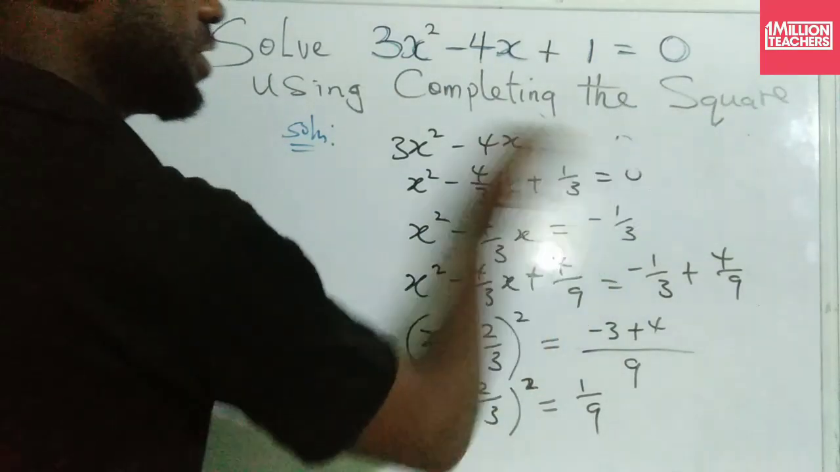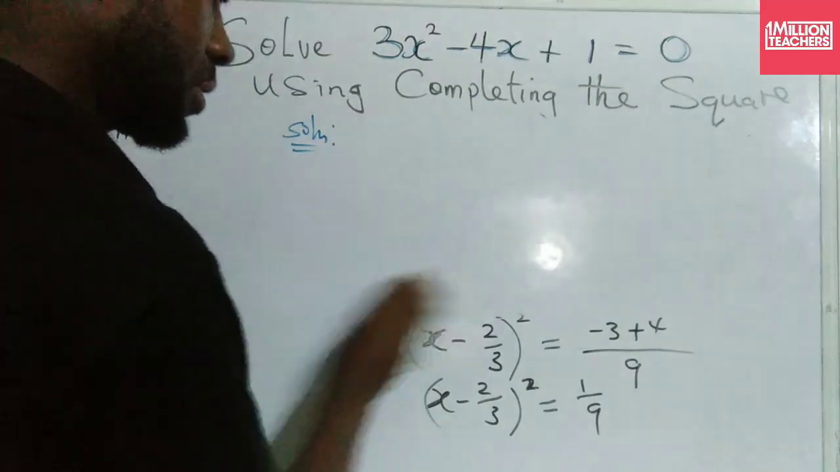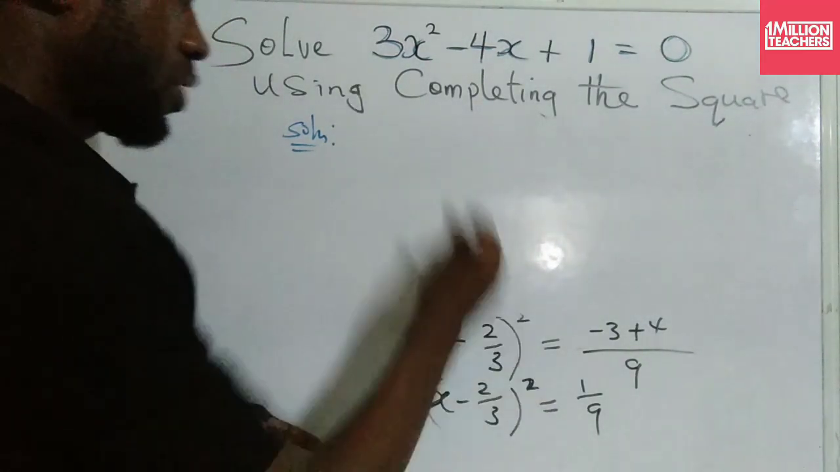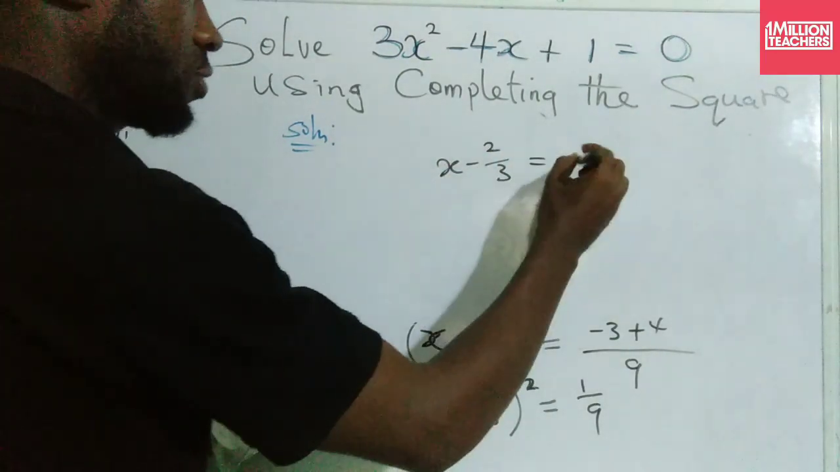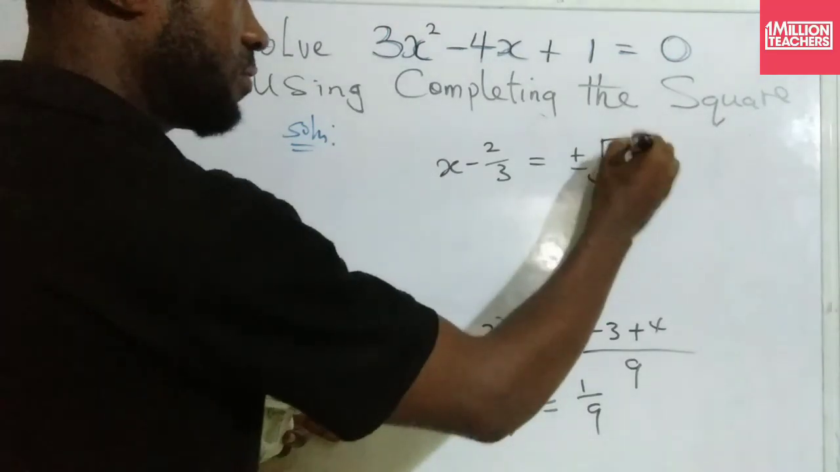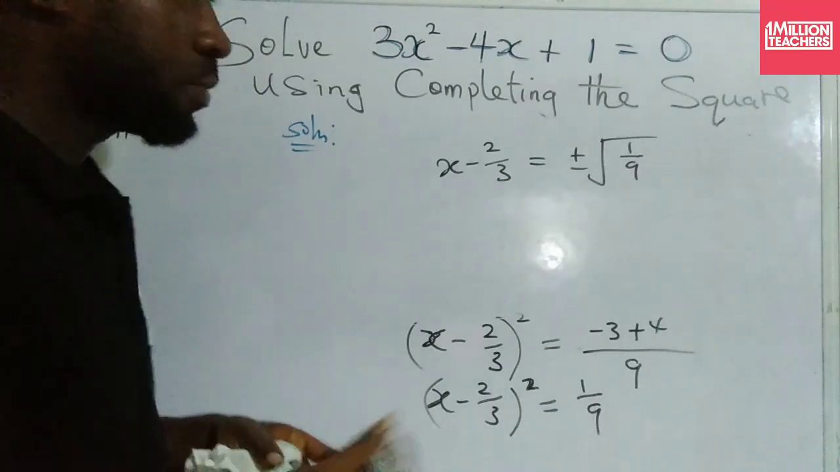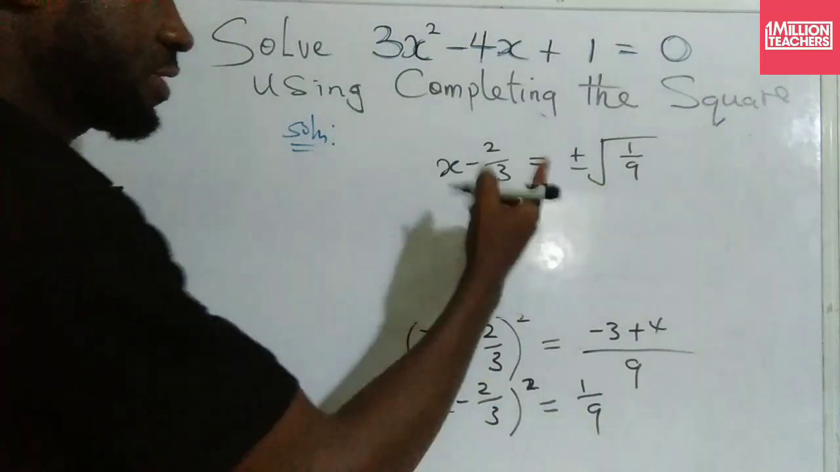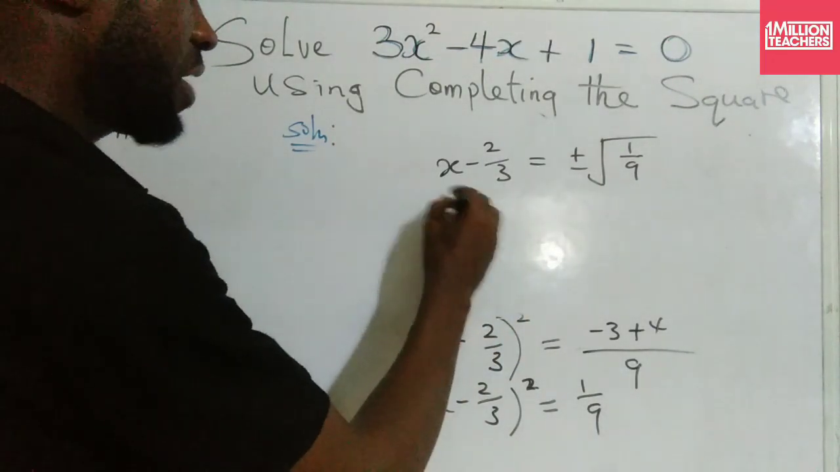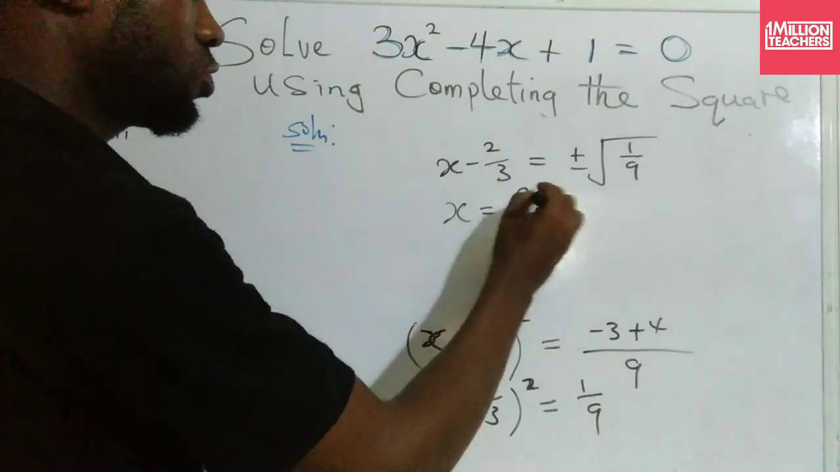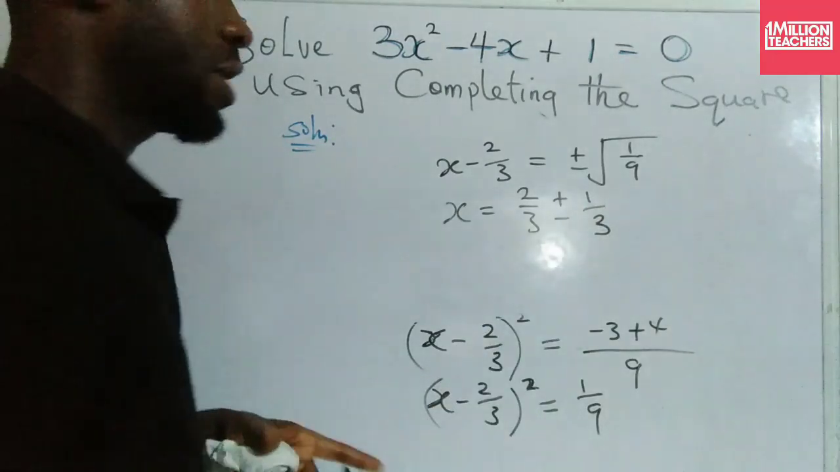Now my next step is I'm going to get rid of this square. So that will give me x minus 2 over 3 is equal to plus or minus square root of 1 over 9. Remember that this is a quadratic equation, so we're going to have two values for x. That's why we're having our plus or minus. So we are having x equal to 2 over 3 plus or minus the square root of this, which is 1 over 3.